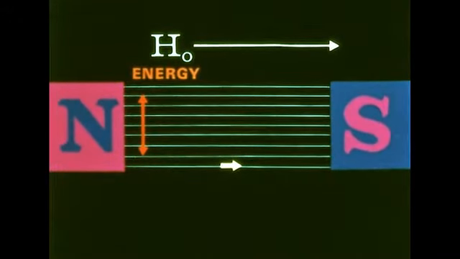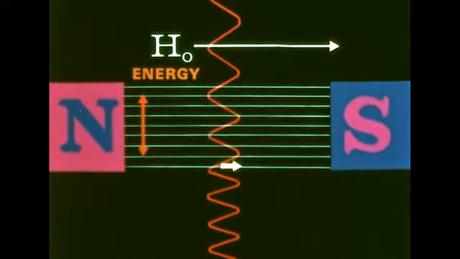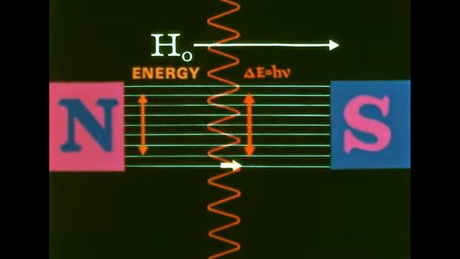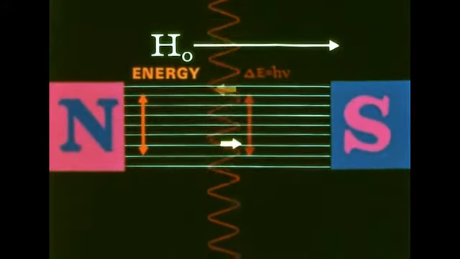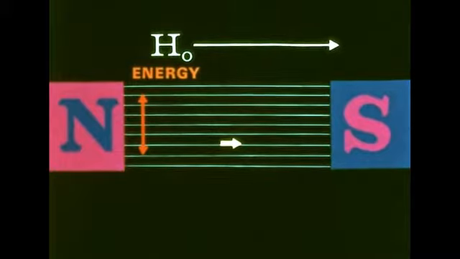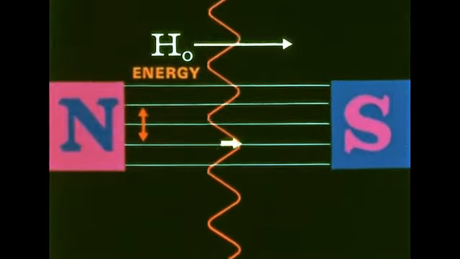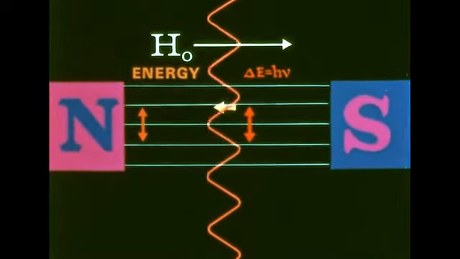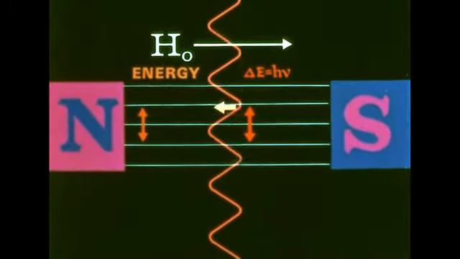NMR experiments can be carried out either at constant magnetic field or at constant radio frequency. If the magnetic field, and thus delta E, is held constant, we can vary the frequency. When the energy matches delta E, resonance occurs, and nuclei jump from the lower to the upper level. If the frequency of the radio signal is held constant, we can vary the magnetic field until delta E becomes equal to the energy of the radio frequency, and nuclei jump to the higher level. Thus, we can cause resonance by varying either the radio frequency or the magnetic field, holding the other constant.